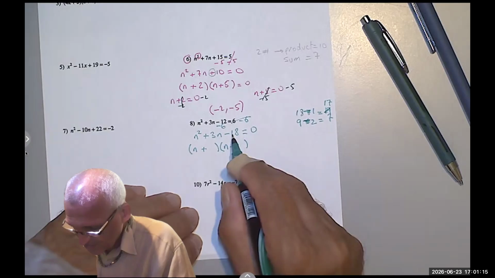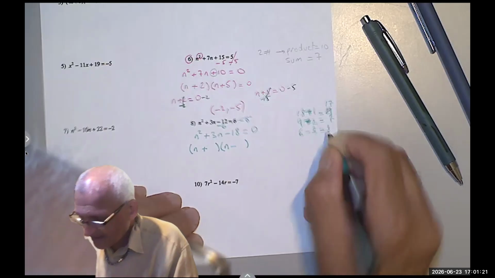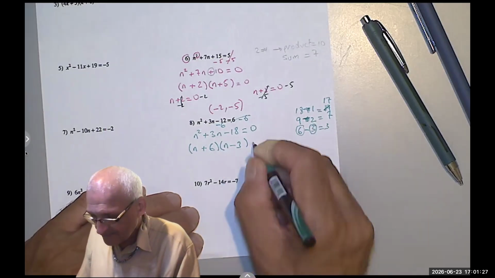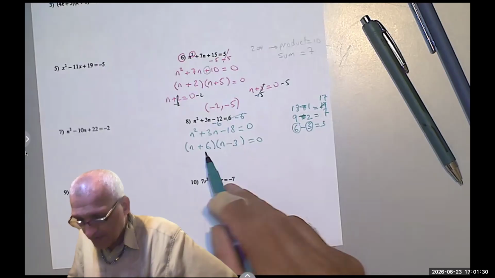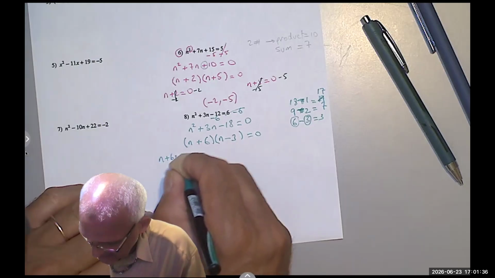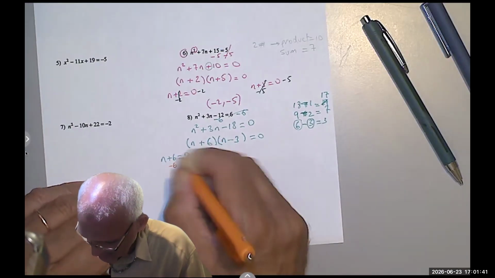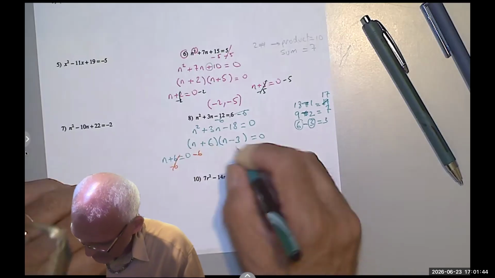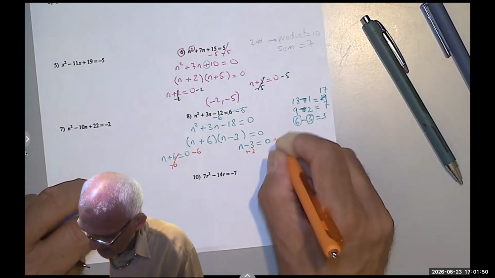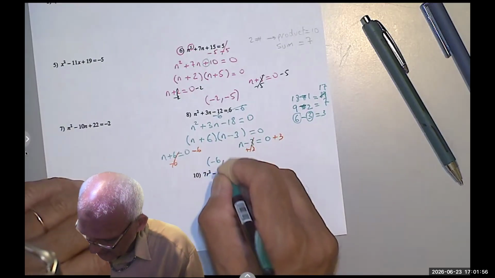It's divisible by 3 because 1 plus 8 is 9. So 6 times 3. 6 minus 3 is 3. I got it. The larger is positive, the smaller is negative. Now, when I add them, I get positive 3. When I multiply them, I get negative 18. So either n plus 6 is 0, in which case you subtract 6 and get n equals negative 6, or n minus 3 is 0, in which case you add 3 to both sides and get n equals 3. So the solution now is negative 6 and positive 3.